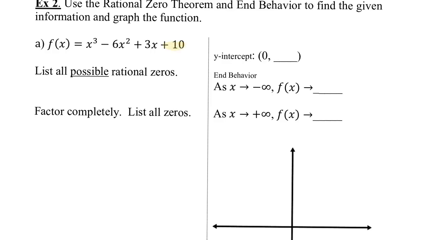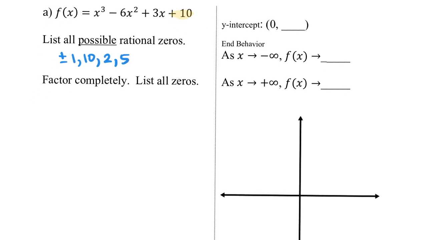So I'm going to look at the last term. The factors of 10: it could be 1 times 10, it could be 2 times 5, and it could be a positive and negative version of all these answers. So these are all the possible zeros. I need to find a zero that actually works. I could plug it into my calculator to find a 0, or I could do synthetic substitution. I'm going to try synthetic.